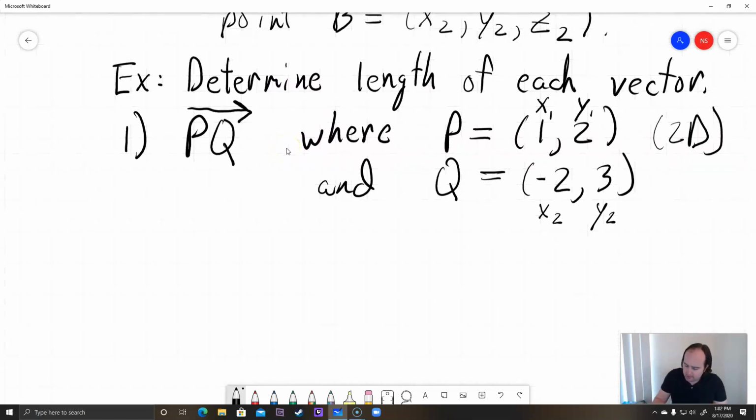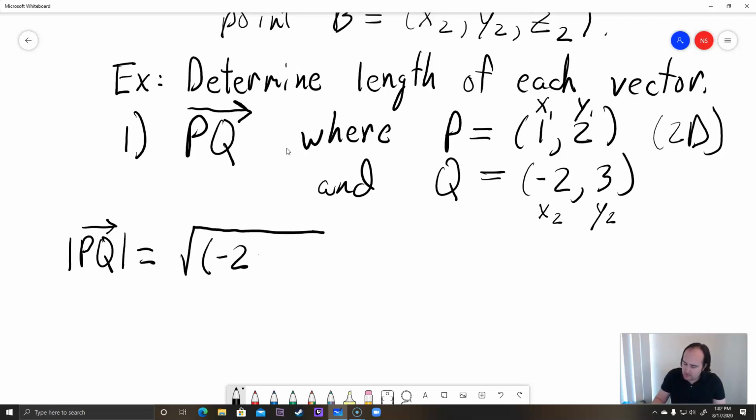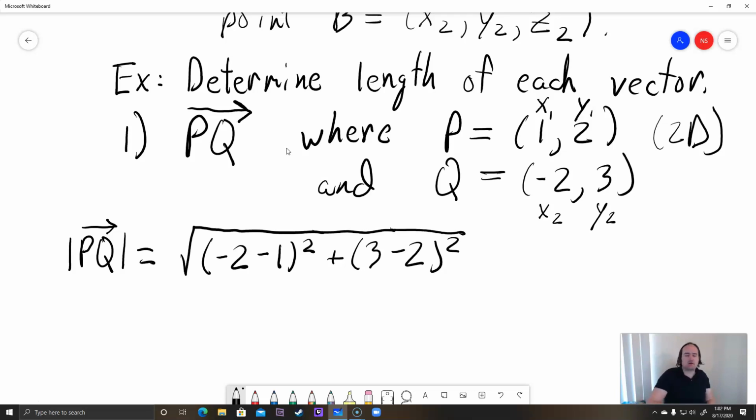Okay, and then we plug into the formula. So the length of vector PQ is going to equal the square root of x2 minus x1, so that's going to be -2 minus 1, quantity squared, plus y2 minus y1, so that's going to be the quantity 3 minus 2, quantity squared. All right, and because it's a 2D vector, we don't need to have a z2 minus z1. So that's our whole formula there.